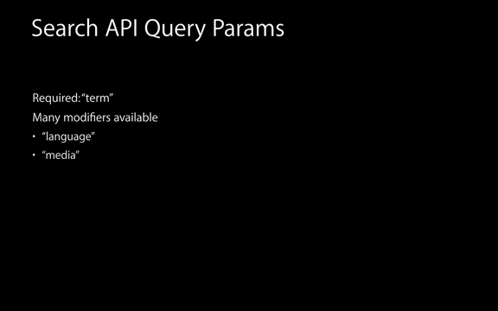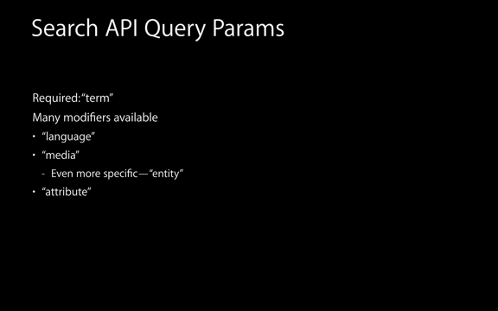Media is a constraint for the search itself. If you only are interested in movies or only interested in books, you can specify media equals movies or media equals books and get content back that way. But what if you're interested not just in, say, music, but in songs, or specifically in albums? You can use the entity query parameter to specify a very specific piece of content or collection of content that way.